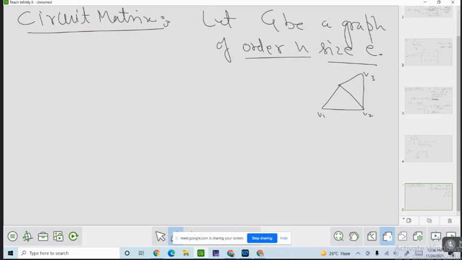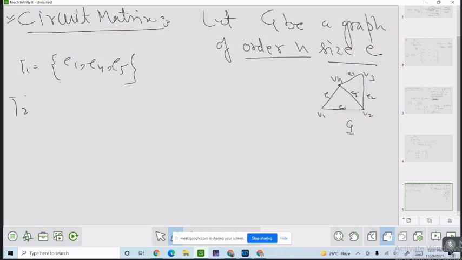V1, V2, V3 and V4. Because we are going to find the circuit matrix, first of all, we need the circuits in the graph G. So how many circuits in the graph G? Circuit means set of edges. Also, I will write here E1, E2, E3, E4, and E5. First circuit is this one: E1, E4, and E5.